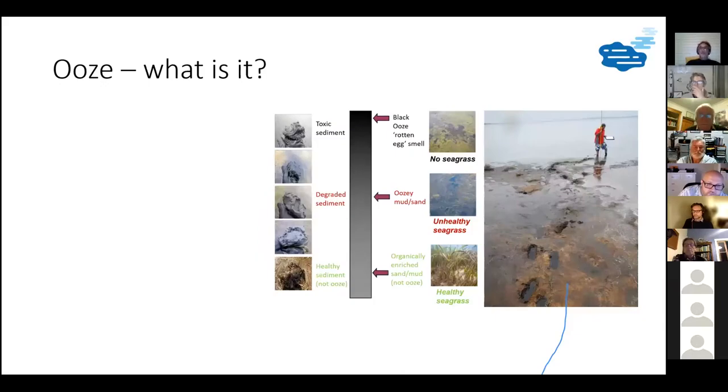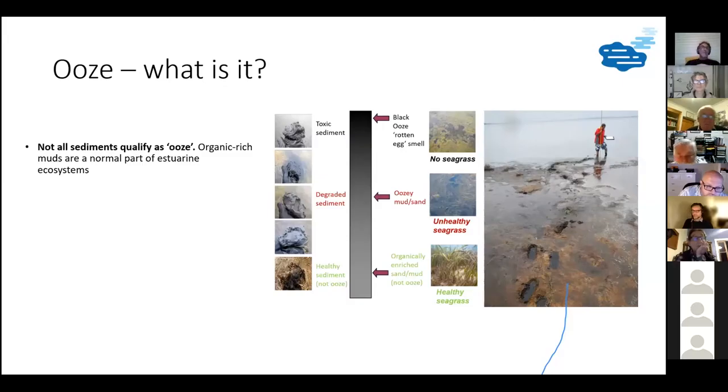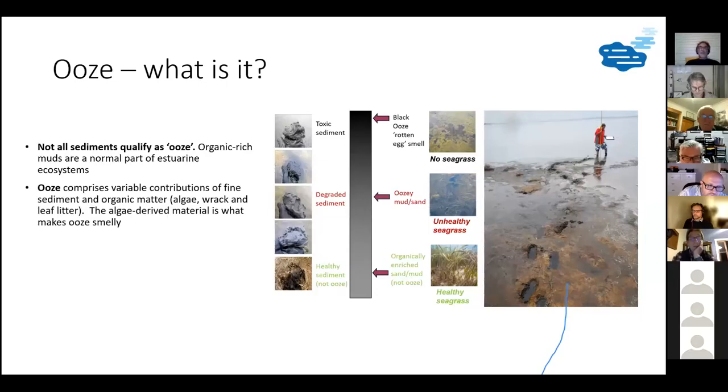So briefly on to ooze and what it is. I'll preface this by saying not all sediments that we find along the shorelines of lakes and estuaries qualify as ooze. Organic rich muds, or fine sediments, are very much a normal part of estuarine ecosystems. However, in those parts of Tuggerah where we have problem ooze accumulations, that's really a sign that the system is out of balance.